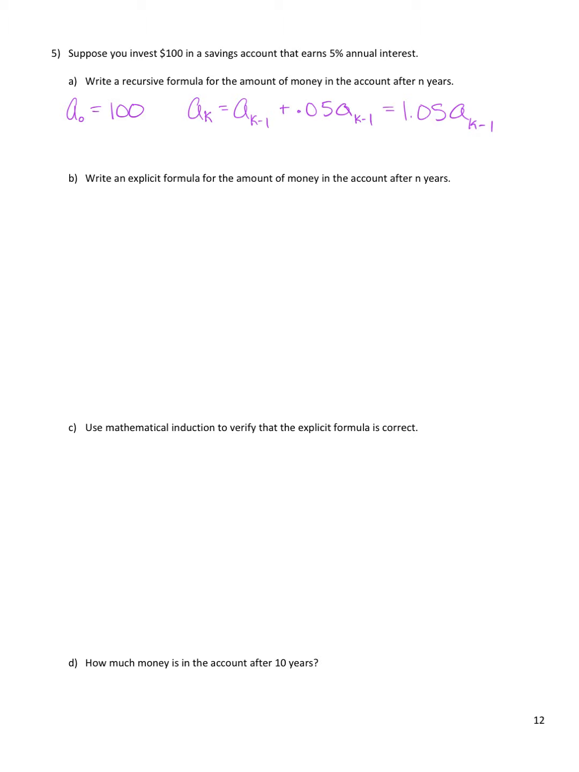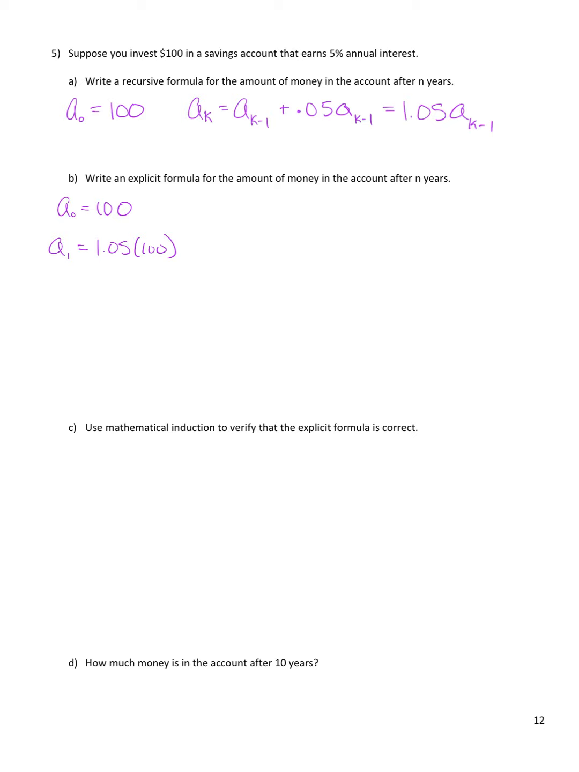So that is my recursive formula. To write an explicit formula, I'm going to use recursion. I'm going to write down how much I have in for like four or five years, and I'm going to try to see a pattern. So A0 is $100. And A1, the amount I have after 1 year, is going to be 1.05 times 100.